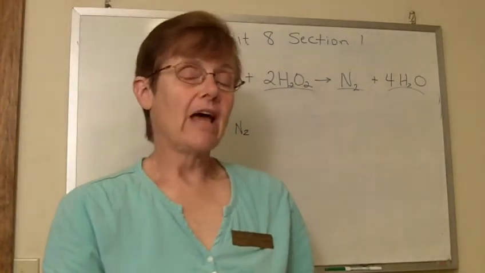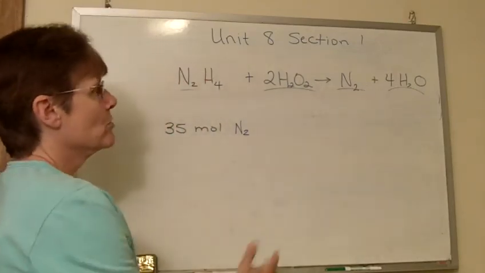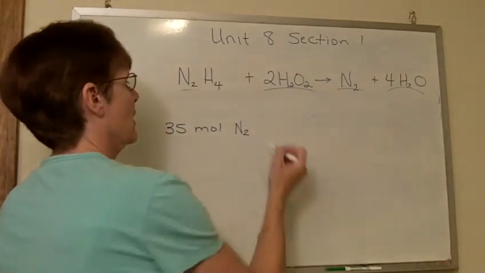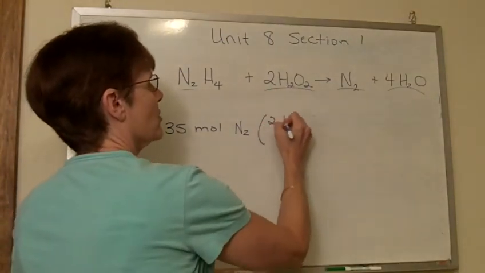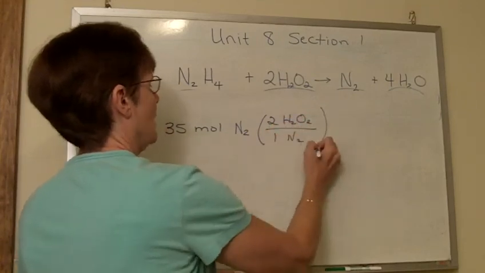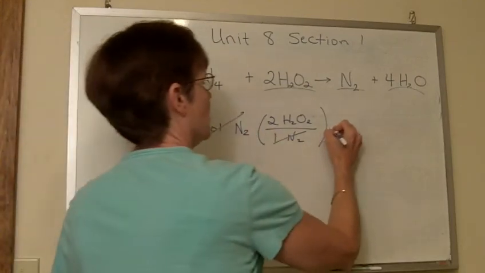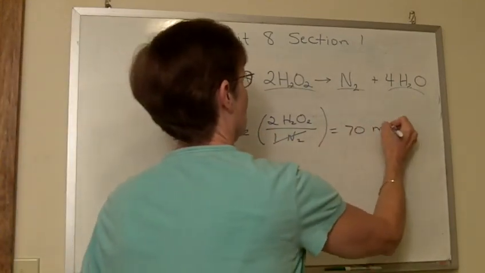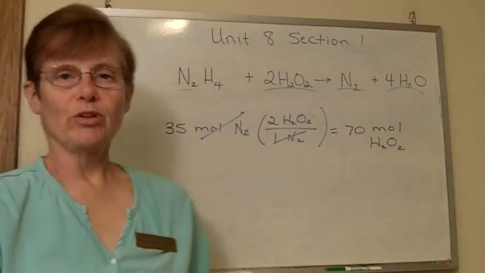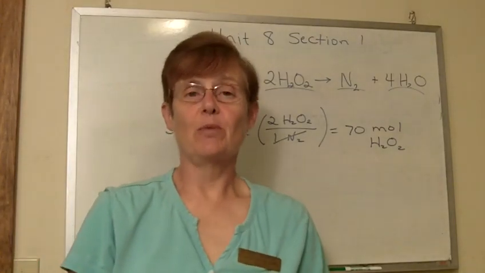So you do it the exact same way. It doesn't really matter that you're starting with something on this side of the equation, because we still got a ratio. It takes 2 of these to produce 1 of those. So I'd still set it up with the same kind of ratio that I did last time. So moles of N2 will cancel out, and I'm just going to multiply that by 2 and get 70 moles of H2O2. So you can work those backwards and forwards, and all you need to do is multiply by a ratio, and you should come out with the right answer.